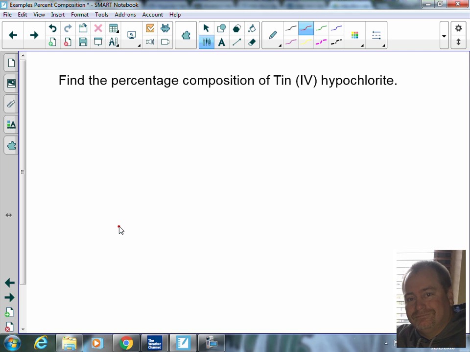Go ahead and copy this down. What I want you to do, people, copy this down. Once you get it copied, take out your periodic table, take out your ion sheet, and write the formula for tin 4 hypochlorite.